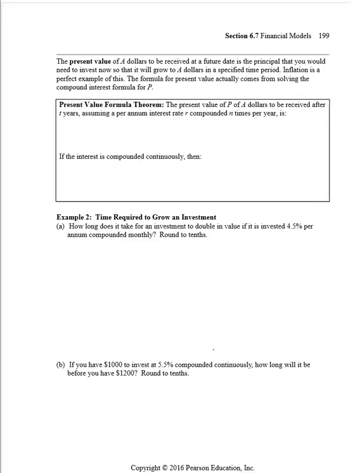We are not going to do this present value formula because it's just rearranging the formulas we've already talked about. And we don't need to do that because we know how to solve equations. So, how long does it take for an investment to double in value if it is invested at 4.5% per annum compounded monthly? Round your answer to the tenths.